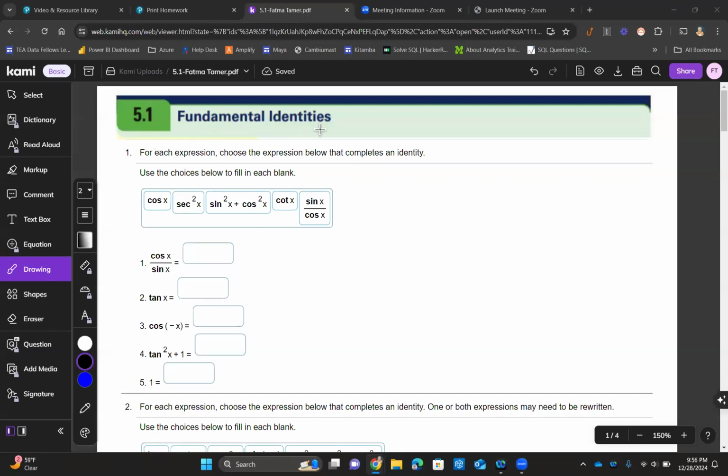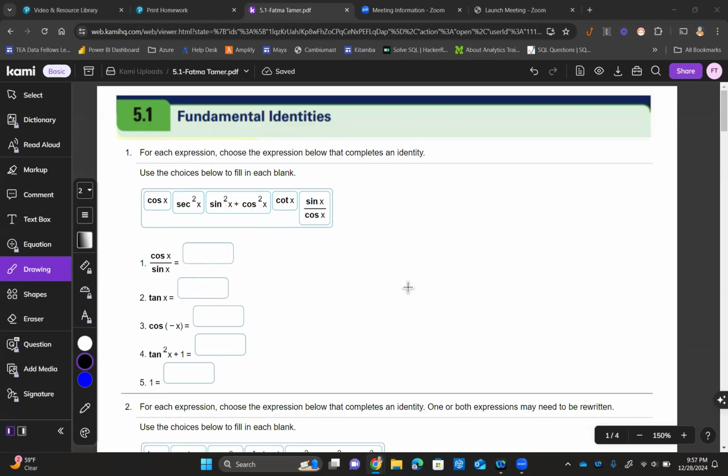5.1 is called Fundamental Identities. So we're going to learn some main identities to simplify trigonometric expressions. The first question on the homework is a matching problem. We're going to simplify these identities, or we're going to match one of these equivalent expressions to these numbers.